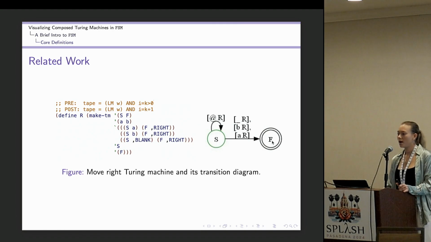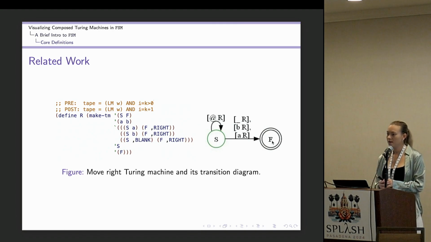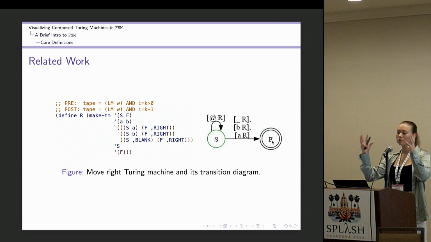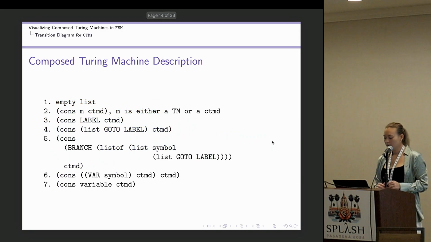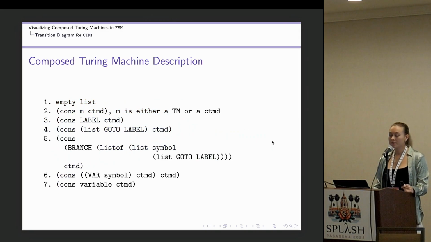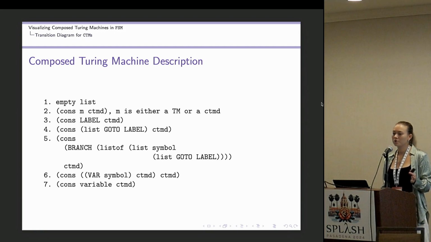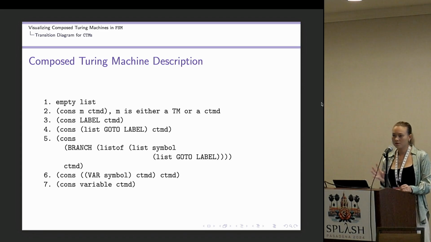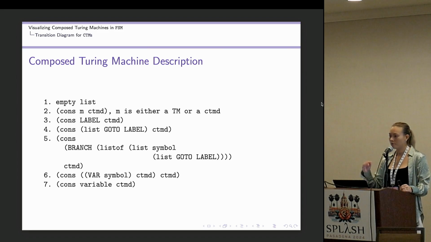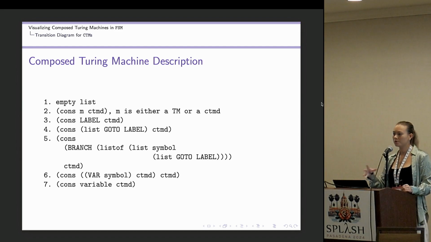Now, if the student has a bunch of Turing machines like this one, they can combine them all together into one big composed Turing machine. This is the description of it. It's a list, and it can either be empty, it can contain a machine, which is another Turing machine, or another composed Turing machine. It can contain a label, which is an integer, and a go-to statement that points towards a label. Then it can contain a branch. A branch is a list of lists. Each of these sublists consists of 2 parts, the read element and a go-to statement.